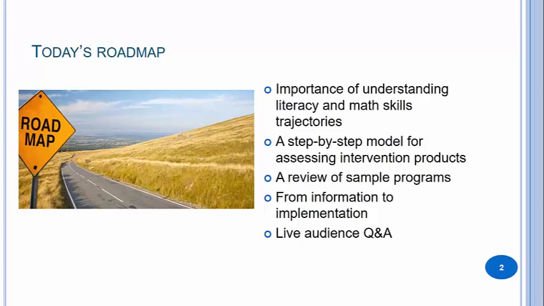So one of the main topics we're going to talk about is the importance of understanding the literacy and math skills trajectories, or the developmental processes that a child or a student goes through as they develop their literacy skills and their math skills. And that's going to be super important, because the more clearly and the more specifically we can map where a child is in the trajectory, the more specific we can be with regard to where we can intervene as needed.